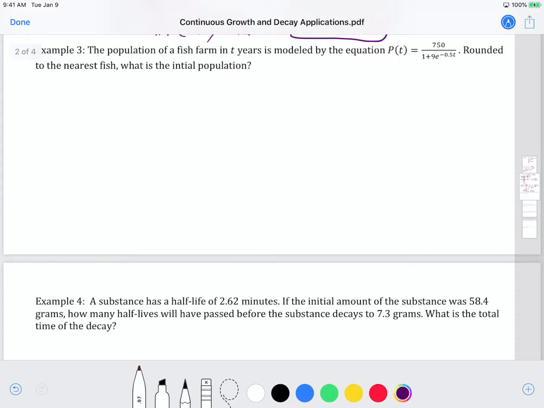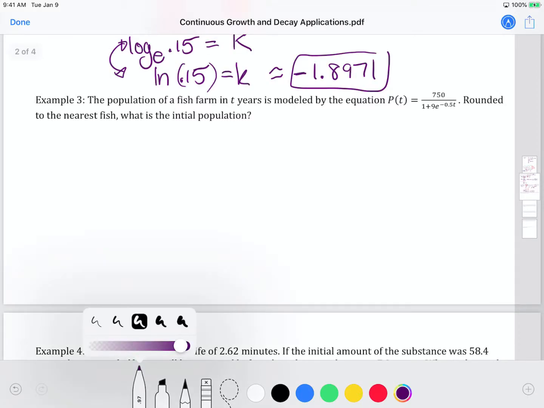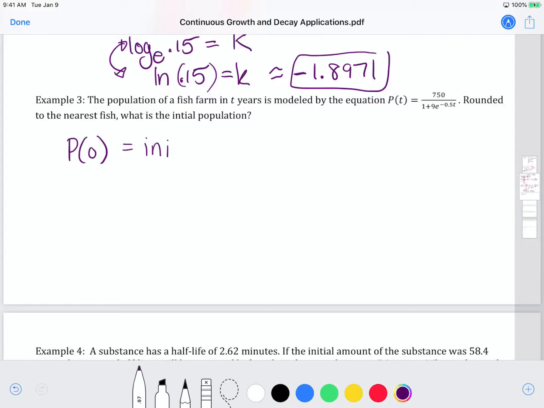Okay, example 3, we have another logistic application. It says the population of a fish farm in t years is modeled by the equation, and then it gives us the logistic equation. Rounded to the nearest fish, what is the initial population? So I'm supposed to plug in the time is 0, because time 0 would be when we have our initial population. Okay, and figure out what that initial population was at time 0. So I need to find P of 0. This would give me my initial population.